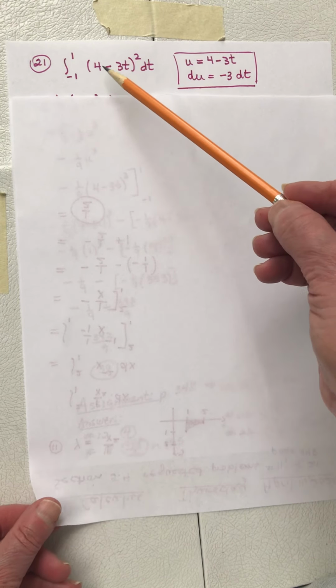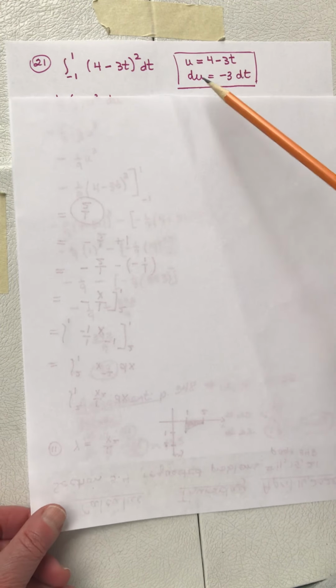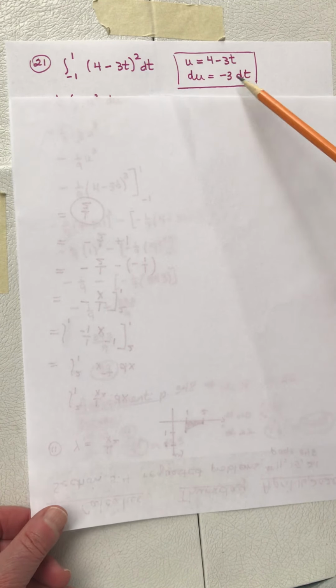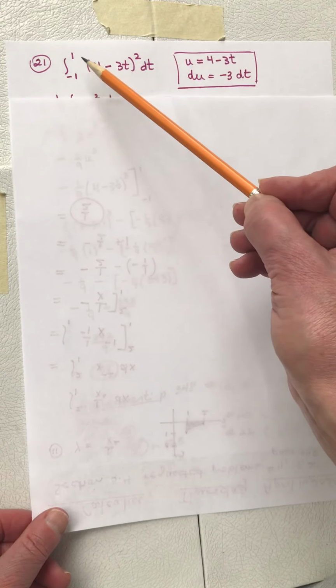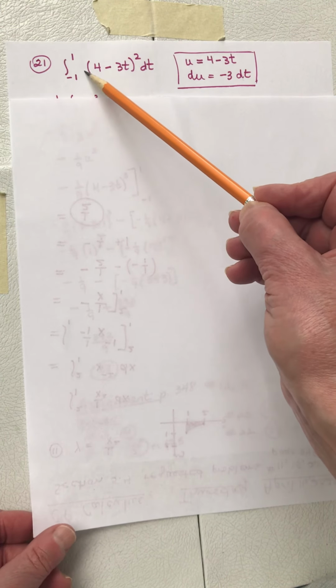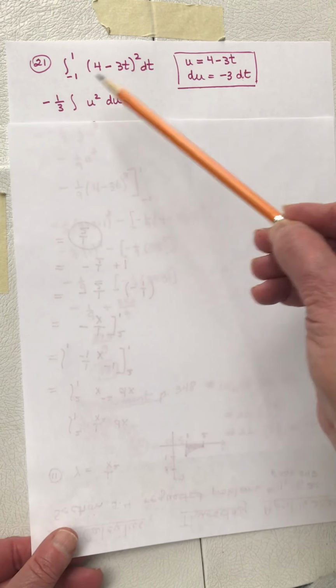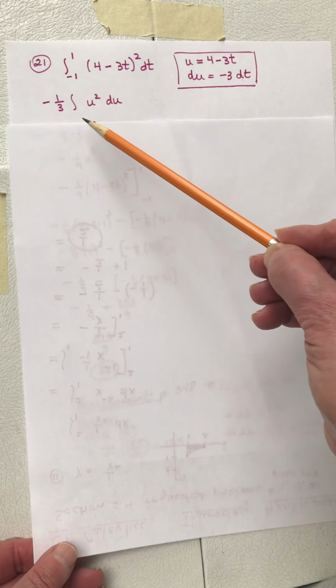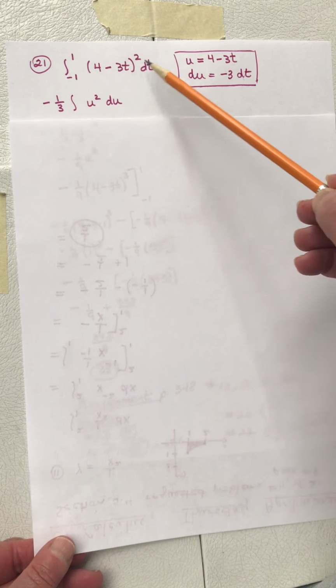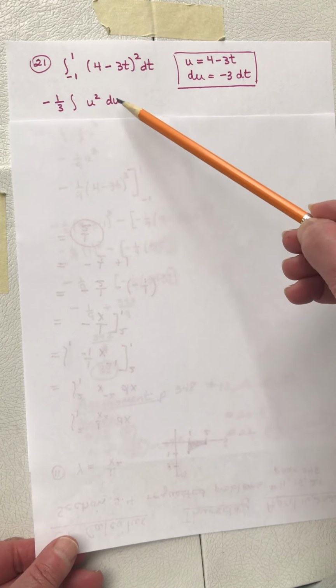So I'll show it here. 4 minus 3t is my u. Derivative of that is -3 dt. There is no negative 3 in front of my expression here. So I picked up a negative 3 I don't want. So I put a negative 1/3, the reciprocal of that, in front of my integral. And now I do my substitution. I'm integrating u squared du.